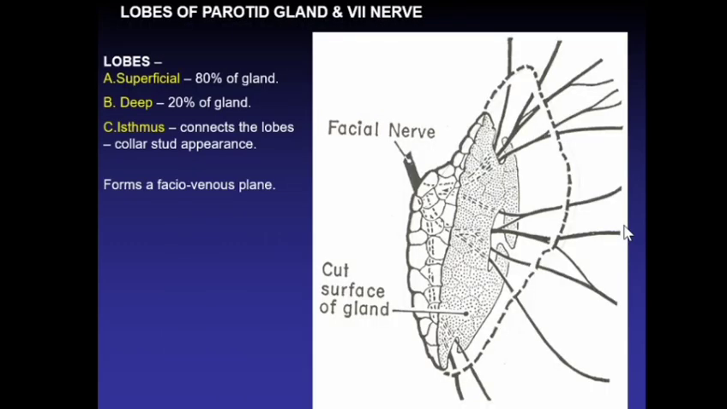Now we'll see the lobes of the parotid gland and the 7th cranial nerve. The lobes are superficial and deep. The superficial lobe is 80% of the gland and the deep lobe is 20% of the gland. The isthmus connects the superficial and the deep lobe, gives a collar-stud appearance and forms the fascio-venous plane.